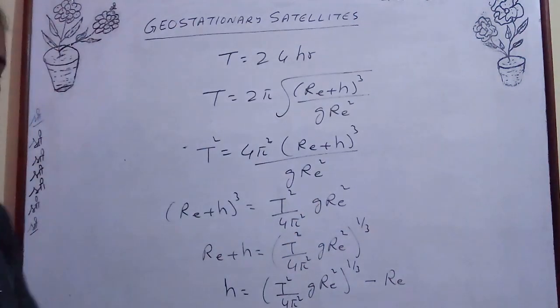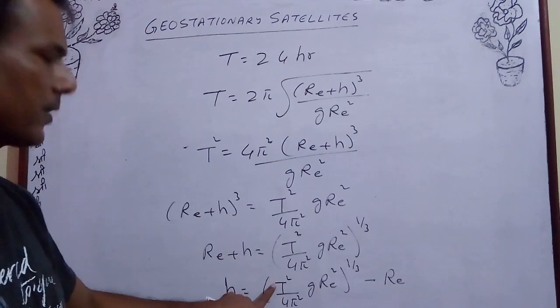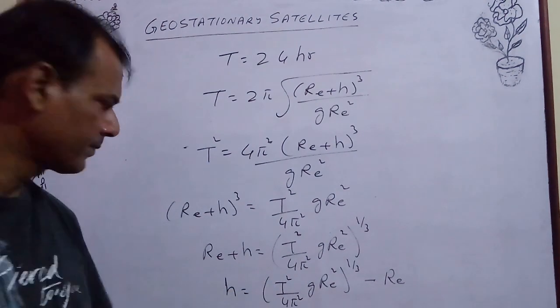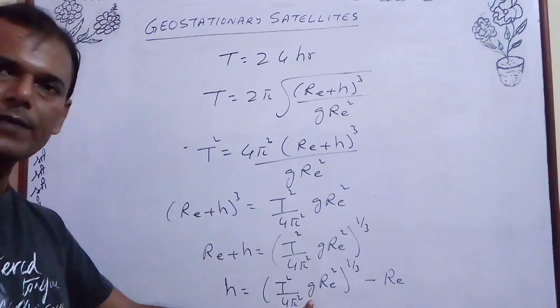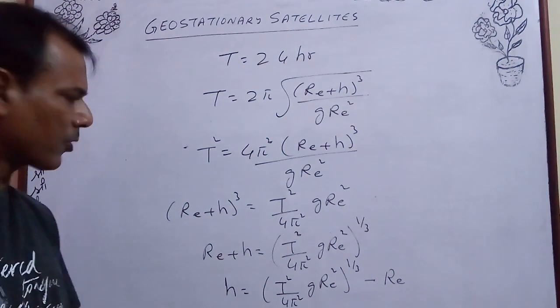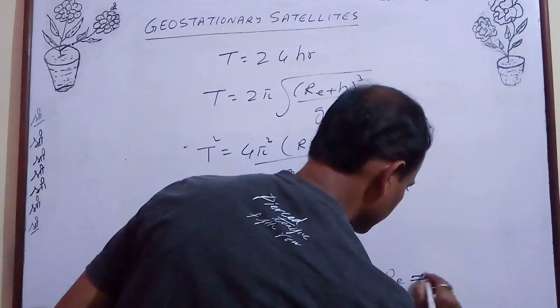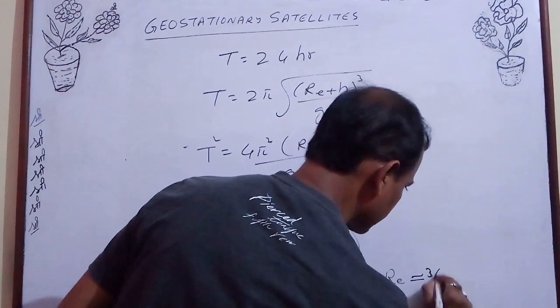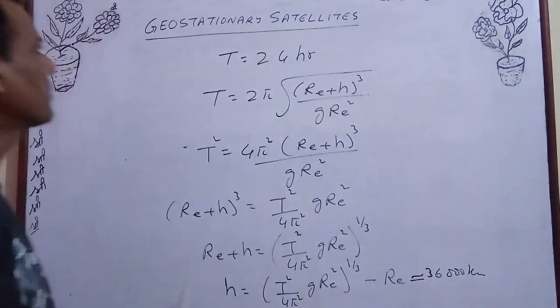So this is the expression to find the height of a geostationary satellite. You know T is 24 hours, change it into seconds. Re is the radius of Earth, G is acceleration due to gravity. On putting in the values, approximately it comes out to be 36,000 km. This is your geostationary satellite.